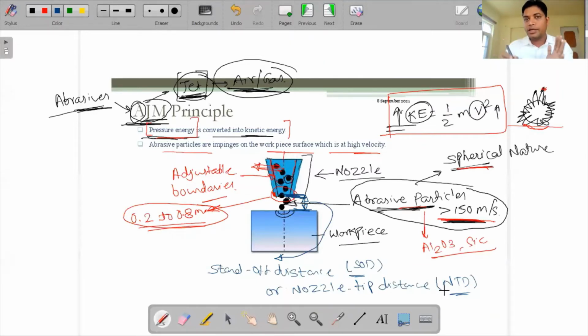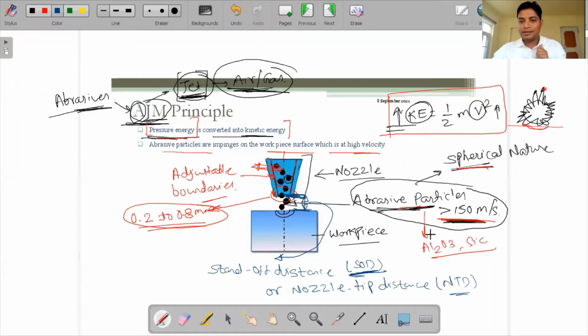So now you can just assume that when more particles are impinging over a small area, they will remove the material very fast. When the particles cover more area, the material removal rate is reduced. So we have to keep in mind, that's why the standoff distance is a very important parameter. So please keep in mind.